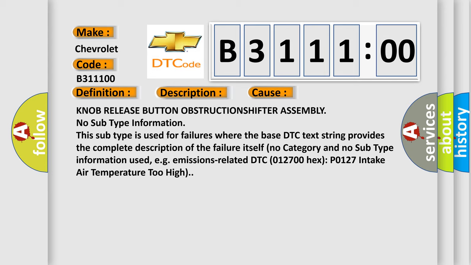obstruction, shifter assembly, no subtype information. This subtype is used for failures where the base DTC text string provides the complete description of the failure itself. No category and no subtype information used, e.g. emissions related. DTC 012700 hex P027 intake air temperature too high.